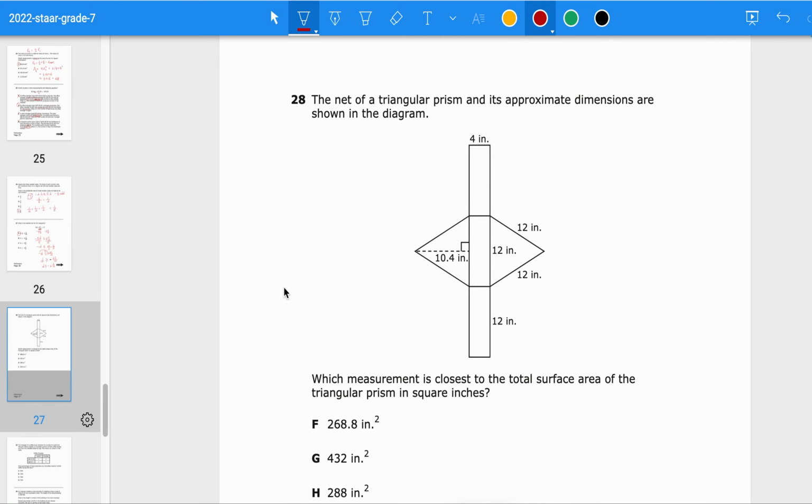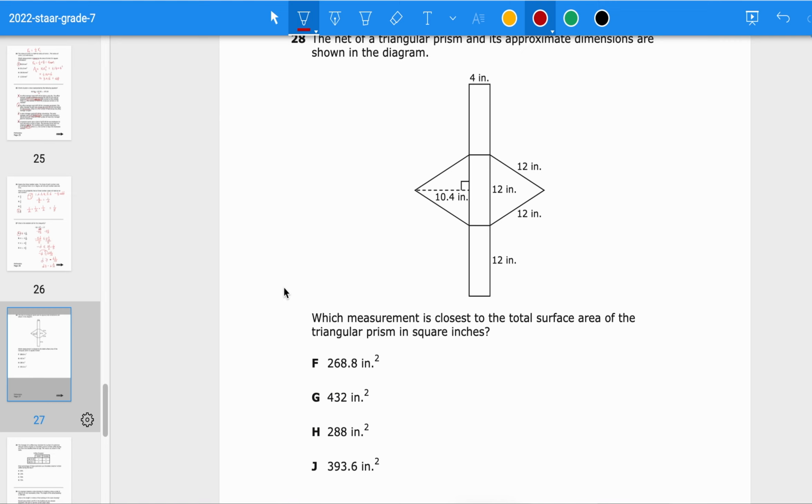Number 28. Which measurement is closer to the total surface area of this triangular prism? So for its surface area, we just need to add each part together. That would be the surface area, right? So for the triangle, we can see this triangle. The base is 12 as shown here. This 12 applies to both sides, and then the height is 10.4. So the area for the triangle is 1/2 multiply 10.4 multiply 12.